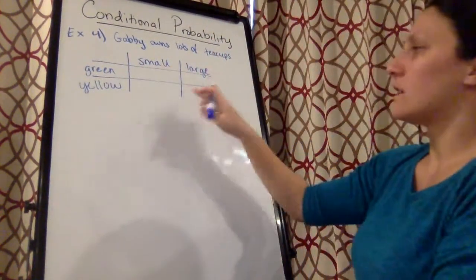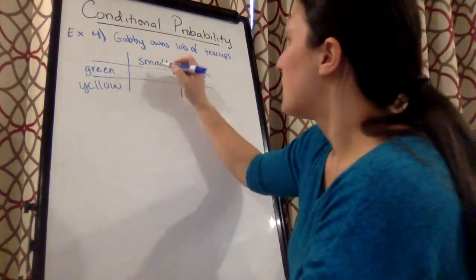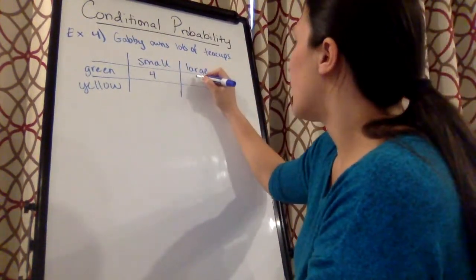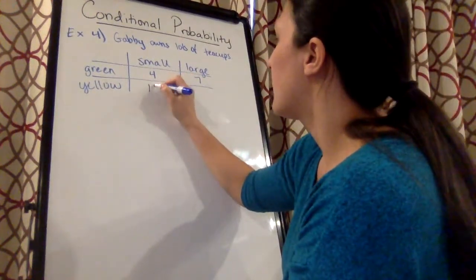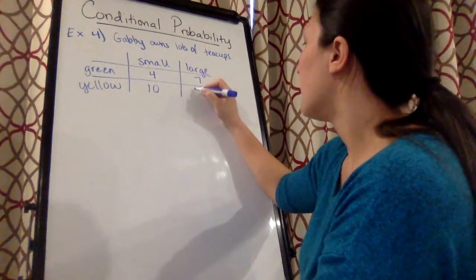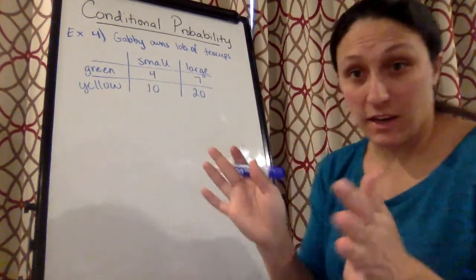Okay, and then inside here we'll put how many of each she has. So I'll just make up some numbers. So let's say she's got 4 small green teacups. She's got 7 large green teacups. She's got 10 small yellow teacups. And then she's got 20 large yellow teacups. Sorry, she's got a lot of teacups.